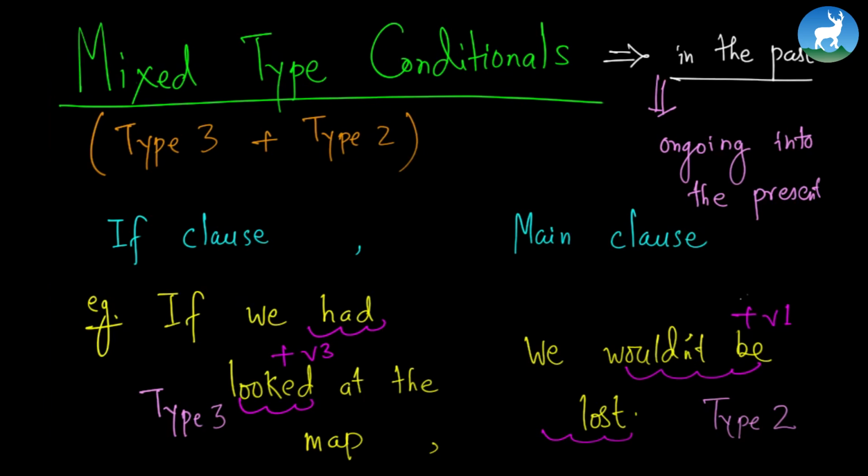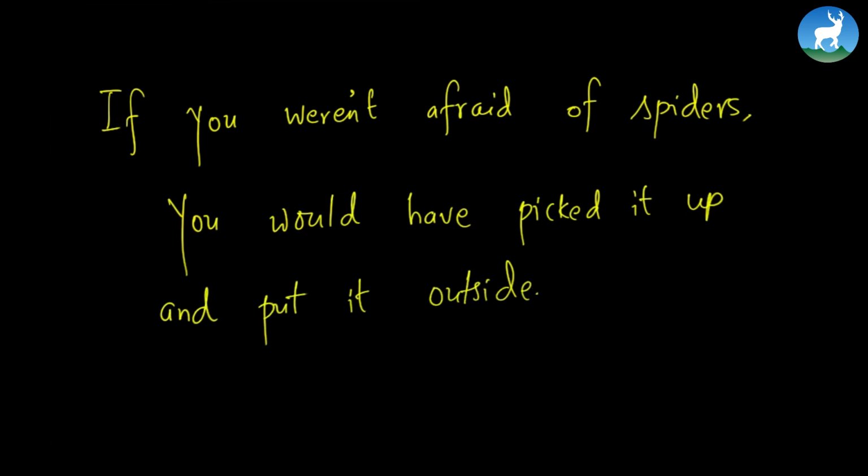Let me write some more examples of mixed type. This is another example. Contrary to the rule that I just taught you, it contains type 2 in the if clause followed by type 3 in the main clause. And this is also possible. Let me tell you how. If you weren't afraid of spiders, you would have picked it up and put it outside. But the fact is you were in fact afraid of spiders. That's why you had no courage to pick them up and put them outside, right?